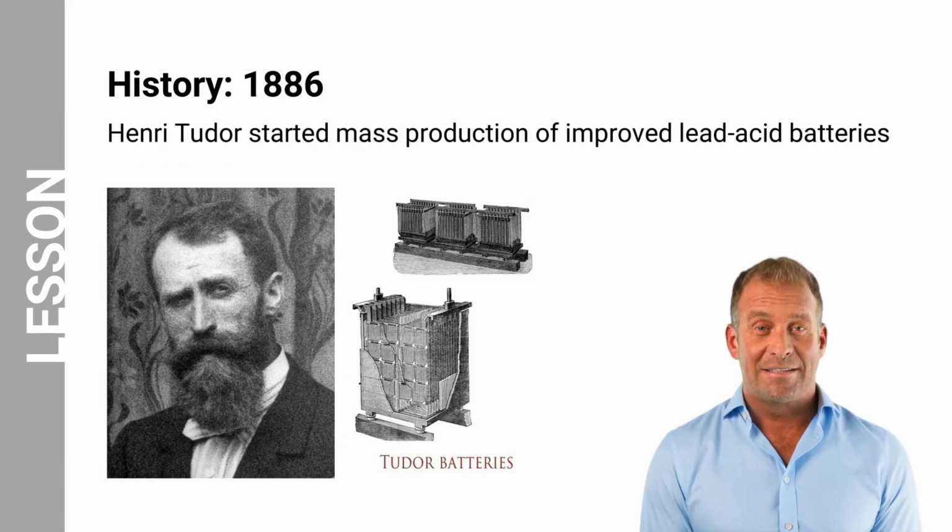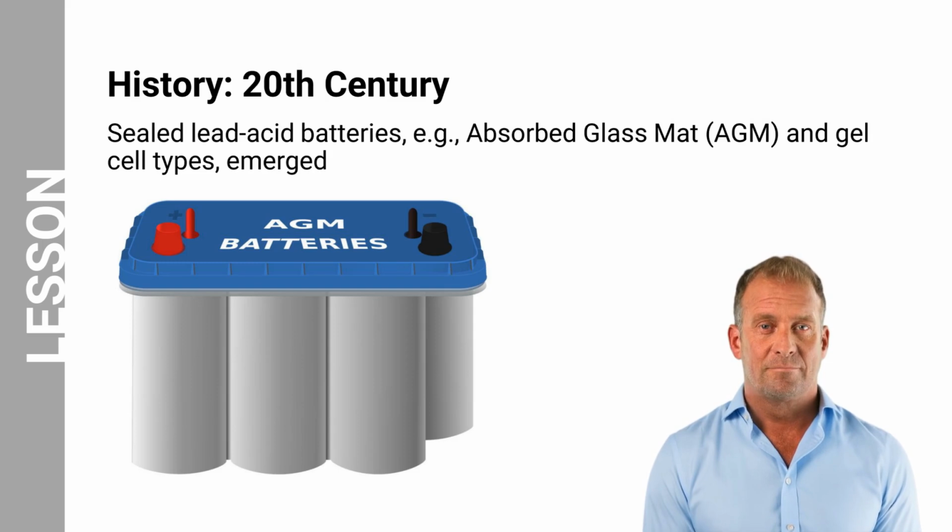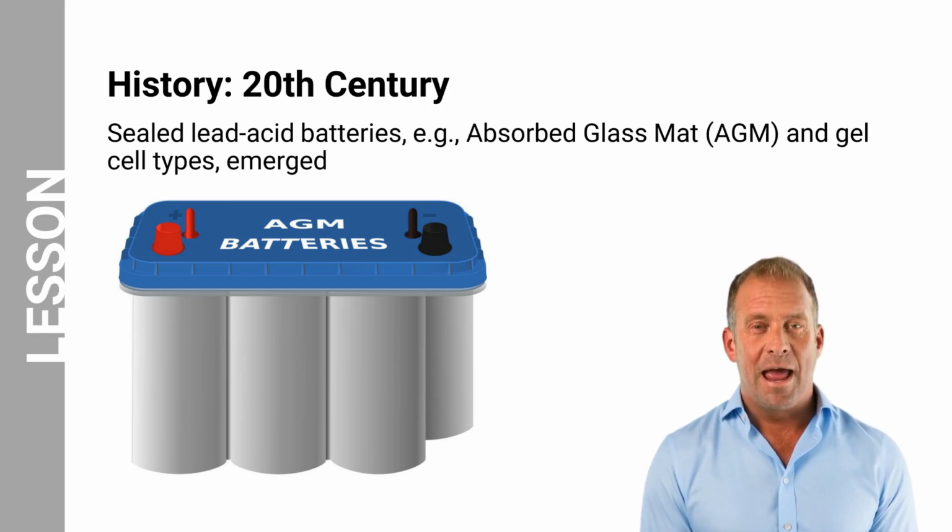In 1886, Henri Tudor started mass production of improved lead-acid batteries, making them more commercially viable. These were flooded lead-acid batteries with the electrolyte solution as a liquid. Throughout the 20th century, lead-acid battery technology continued to improve with advancements in materials and design. Sealed lead-acid batteries, like absorbed glass mat, abbreviated as AGM, and gel cell types, emerged in the late 20th century.